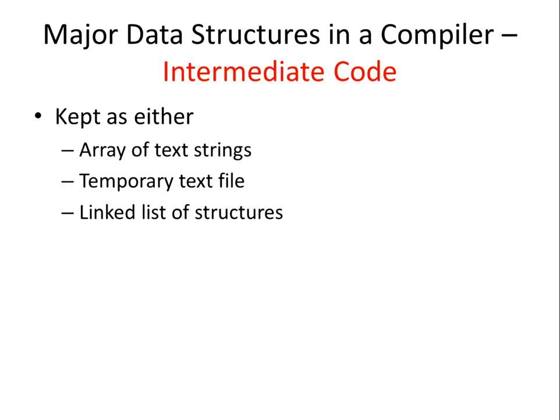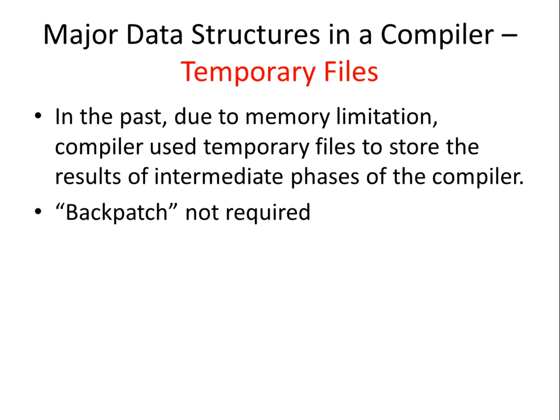Intermediate code is kept as either an array of text strings or a temporary text file. A temporary text file was used simply because they had limited memory in the past. So they could not save everything, so they saved some information or numbers or some kind of data into temporary files so that they could be loaded later and then used to continue the computation. Or a linked list of structures and so on. In the past, due to memory limitation, compilers used memory files to store the result of intermediate phases of the compiler. Back patching is not required.